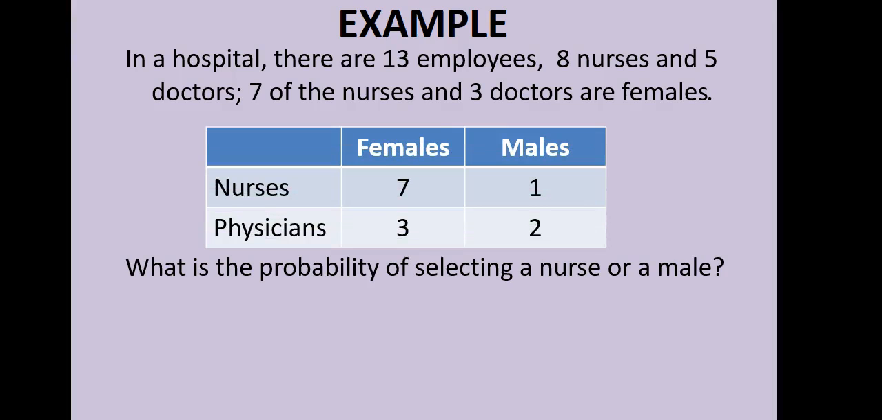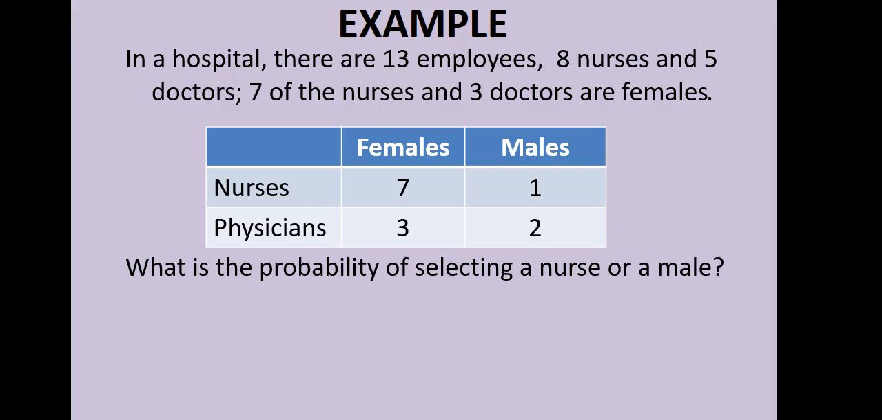Well, here's the breakdown based on the information given to us. 7 of the nurses and 3 of the doctors were females, so that would leave over 1 male nurse and 2 doctors that were, I wrote physicians, but obviously that's doctors, that are also male. 2 doctors are male, 3 females are doctors. So what is the probability of selecting a male or a nurse? Well, we have 13 people, and you can see of the 13 people, 3 of them are males. 2 of those 3 males are doctors, and 1 of them is a nurse. So what is the probability of getting a nurse or a male?